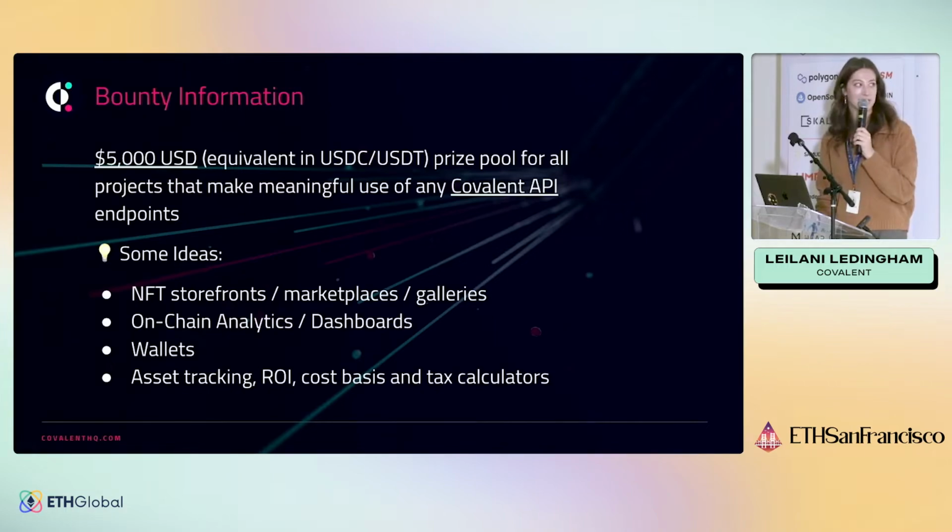Okay, so here's the bounty information. We're offering $5,000 for any projects that integrate the API in a meaningful way. So basically, we judge that on 3 points. One is the feasibility or the quality of your use case. If it's actually new and solving something for somebody and it's interesting. And then 2 is the complexity of the endpoints you use.